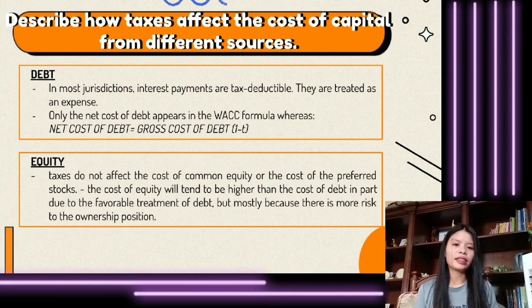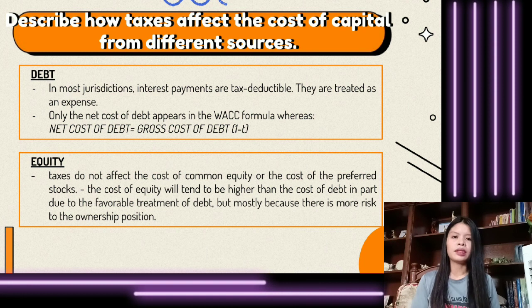So I will discuss how taxes affect the cost of capital from different sources. The effect of taxes on debt. In most jurisdictions, interest on debt financing is a deduction made before arriving at the taxable income of a company. We may recall that in the equation to compute the weighted average cost of capital of a company, the expected before-tax cost of new debt financing is adjusted by a factor of 1 minus the tax rate.